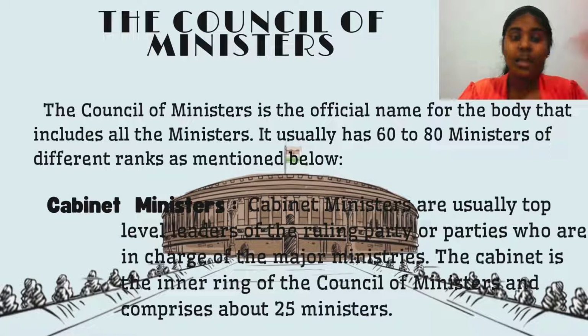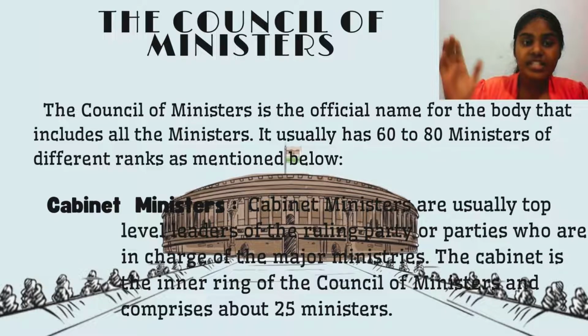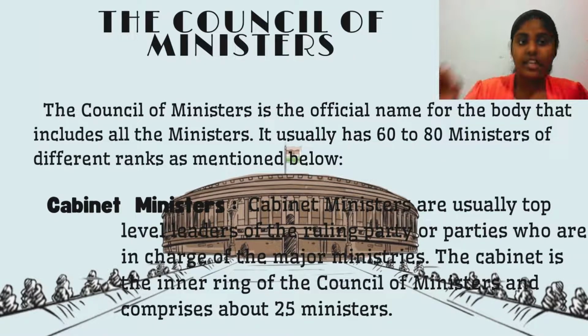Now, let's take a look at the Council of Ministers. The Council of Ministers is the official name for the body that includes all the ministers. It usually has 60 to 80 ministers of different ranks. Now, let's see about the ministers.